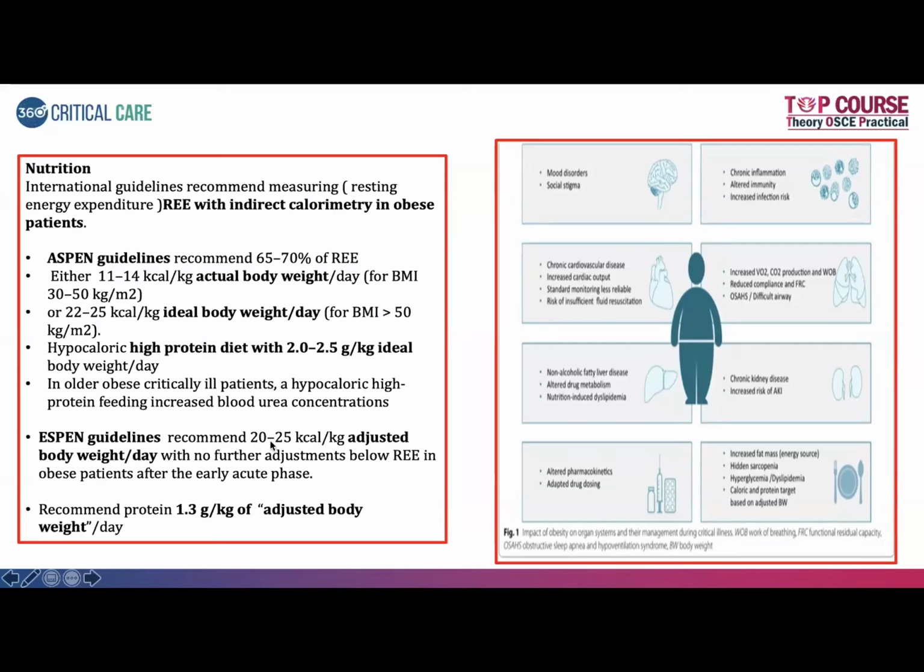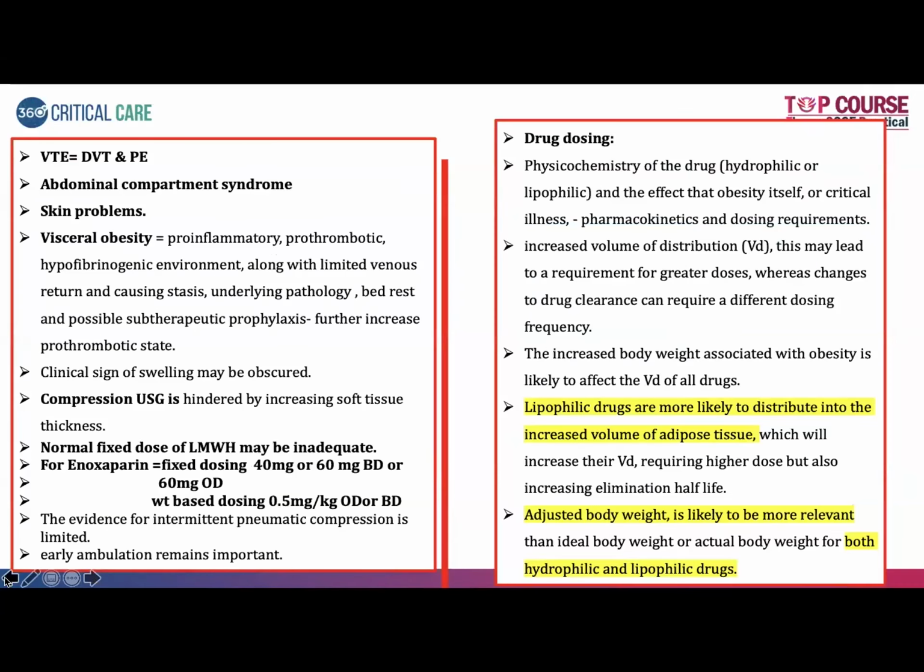ASPEN guidelines suggest 20 to 25 kilocalories of adjusted body weight per day and no further adjustments below resting energy requirements. And the protein is 1.3 grams per kg of the adjusted body weight. So ASPEN suggests the adjusted body weight for both calories and protein. So this is obesity related.